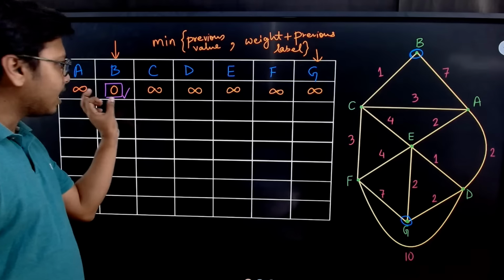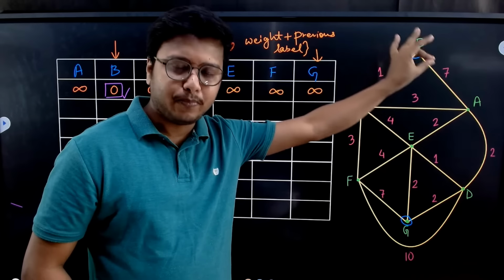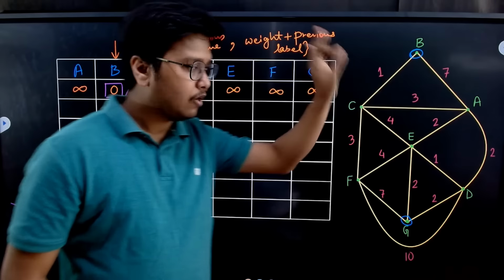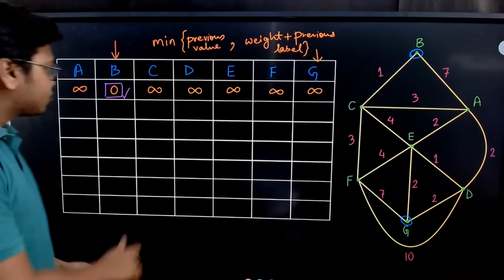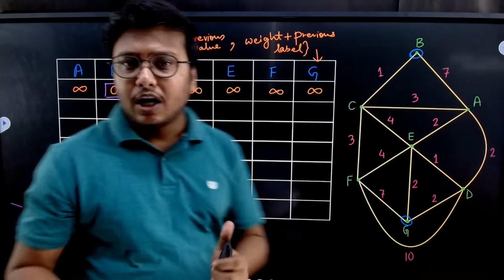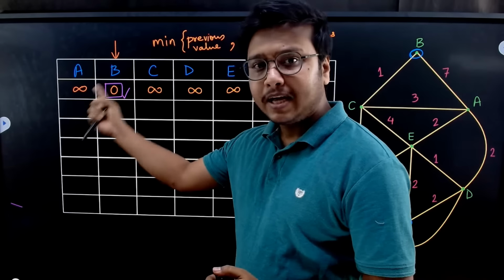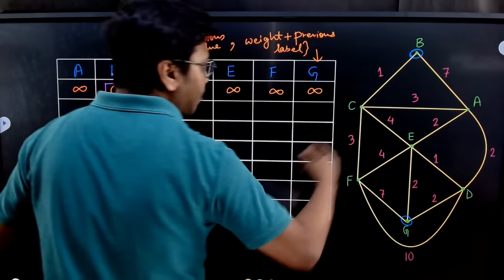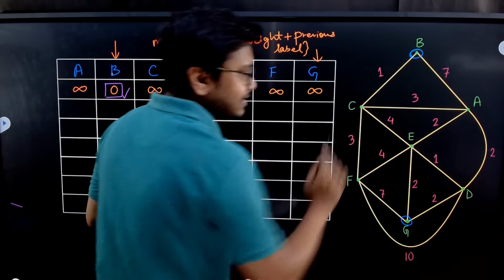That means right now I am sitting at the vertex B and traveling from B. Okay. So from B, I'm trying to travel to A, where I'm trying to fill up the A position. That means I am trying to travel from B to A. Now let's take a look at the graph. From B to A, the weight is 7.